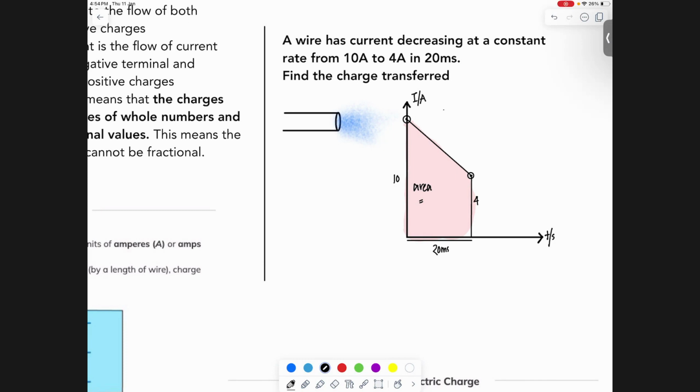So 10 plus 4 divided by 2 into 2, so it can be 20 milliseconds, so into 10 to the power minus 3. Got 0.14 coulomb as the answer.